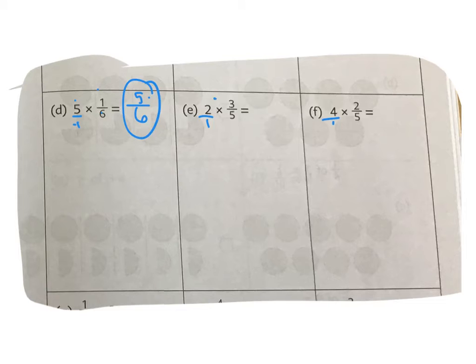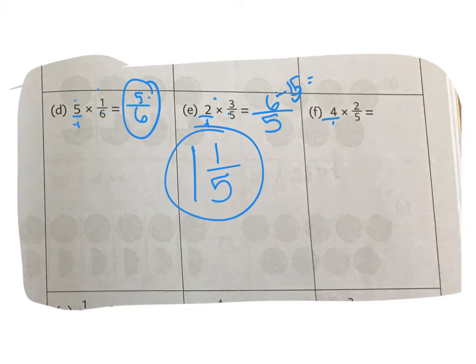Same thing, 2 times 3 is 6. 1 times 5 is 5. I can pull out a whole. How many times does 5 go into 6 without going over? Once. Take away 5 pieces, that equals 1, and the denominator stays the same. That is reduced. Next one, 4 times 2 is 8. 1 times 5 is 5. How many times can 5 go into 8 without going over? Once. Take away 5 pieces, 3/5.